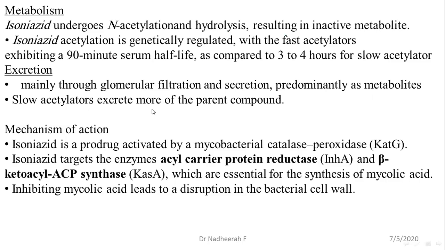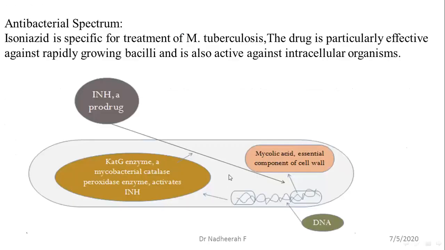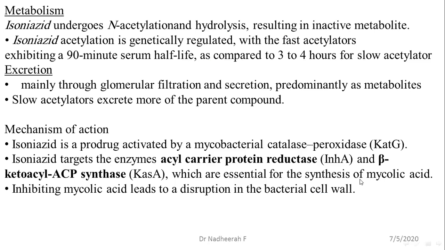Mechanism of action. Isoniazid is a prodrug activated by the mycobacterial catalase peroxidase enzyme. INH targets the enzymes acyl carrier protein reductase and beta ketoacyl ACP synthetase, which are essential for synthesis of mycolic acid.